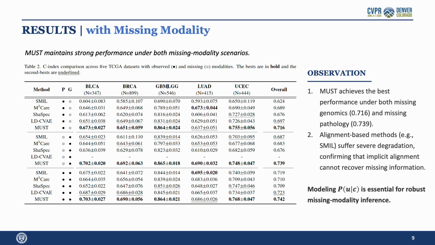The main result appears under missing modality settings. When genomics is missing, MUST achieves a C-index of 0.716, only 2.6 points below the complete modality setting. When pathology is missing, MUST achieves 0.739, almost identical to complete modality performance. In contrast, existing methods show much larger performance degradation. These results indicate that explicitly modeling modality-specific information is essential for robust missing modality inference.